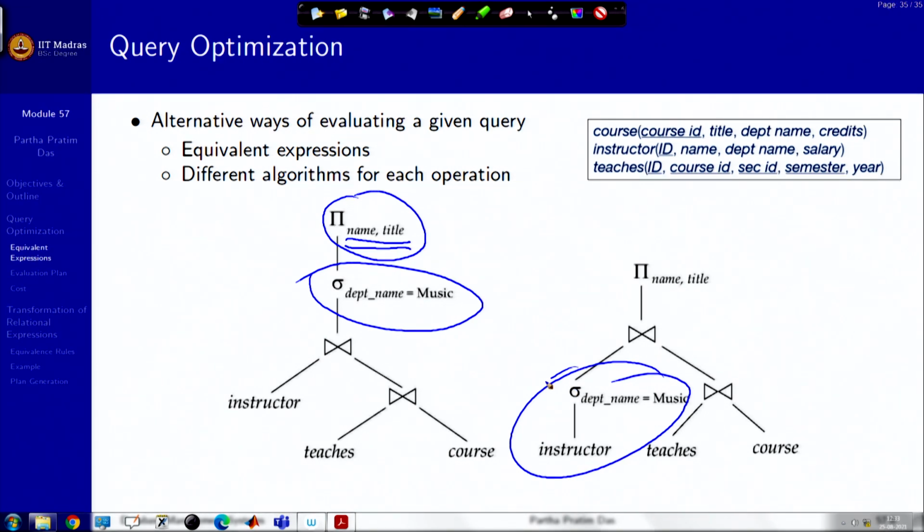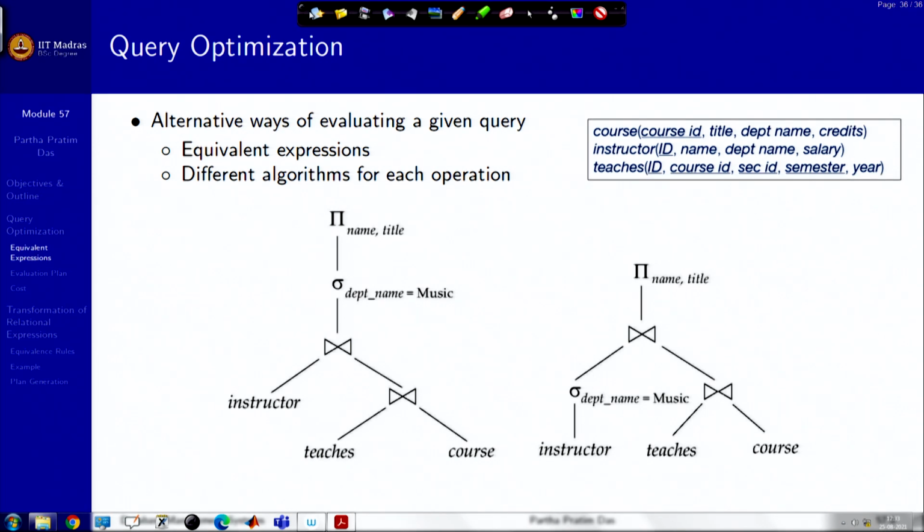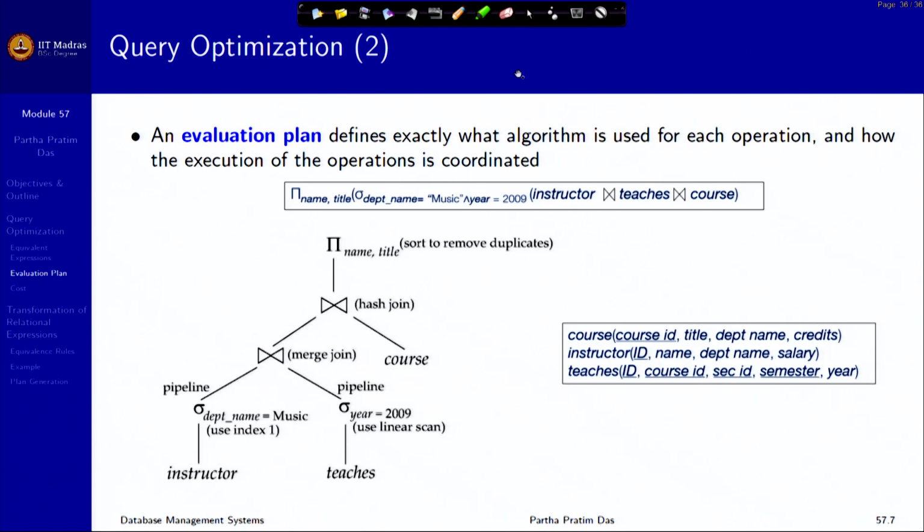So, this relation becomes much smaller compared to the earlier relation, and therefore the subsequent join that you do here would be much smaller as well, and you will benefit in terms of the operations that you have to do. Finally, you do the projection. This is just an illustrative example to make you understand how a simple equivalent transformation can give you a better way to evaluate a query.